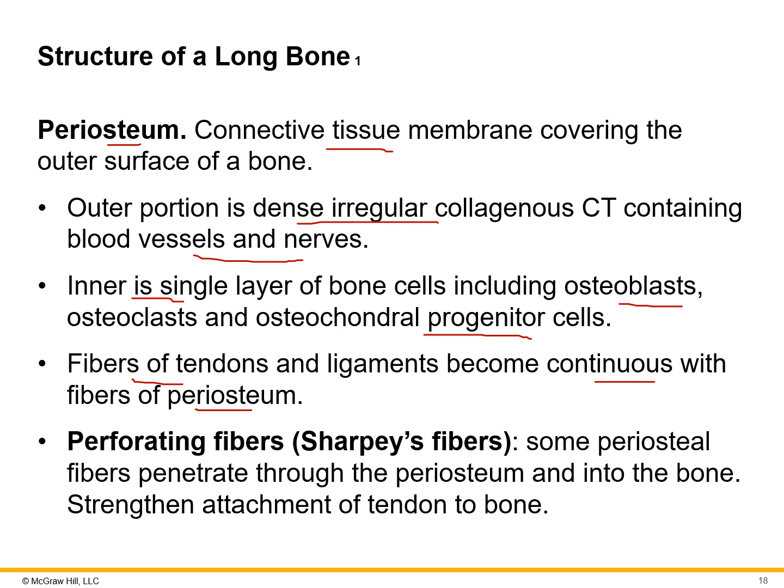Now, fibers of the tendon and ligament become continuous with the fibers of the periosteum. And then we also have these perforating fibers, here called Sharpey's fibers, based on who talked about them. So some periosteal fibers penetrate through the periosteum and into the bone. They perforate, they move through the outermost connective tissue into the bone. So this strengthens the attachment of the tendon to the bone.